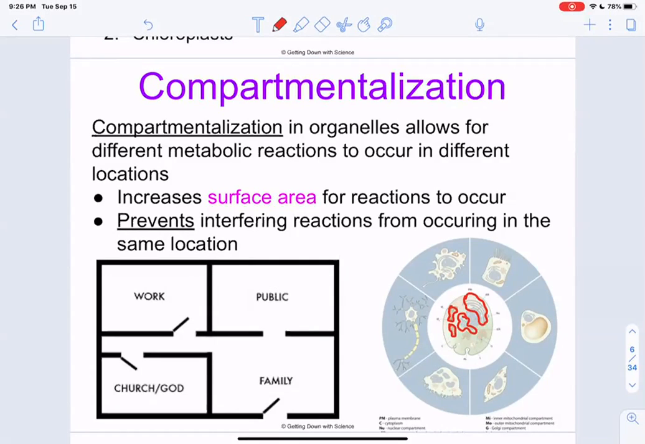By having so many different types of reactions happening in so many different places, we are increasing the surface area for reactions to occur. So that means we can do a lot more things when each organelle is doing its own job.